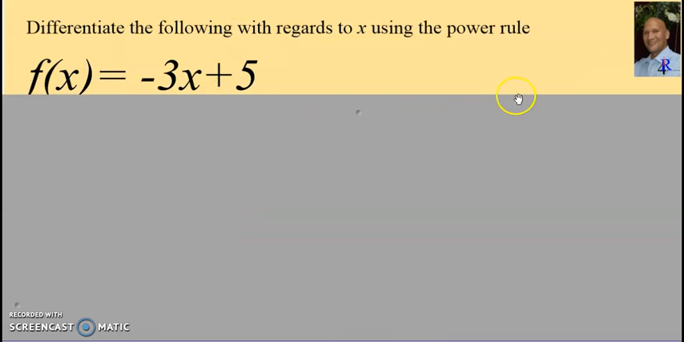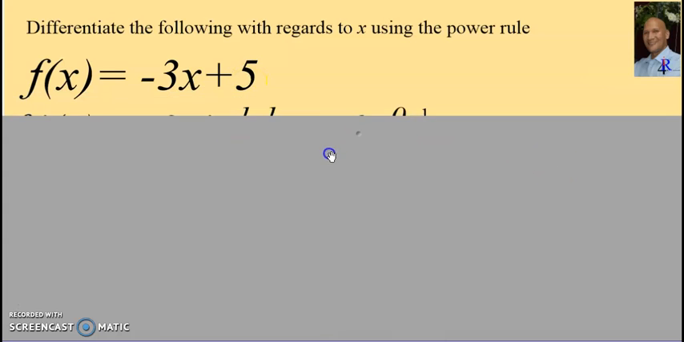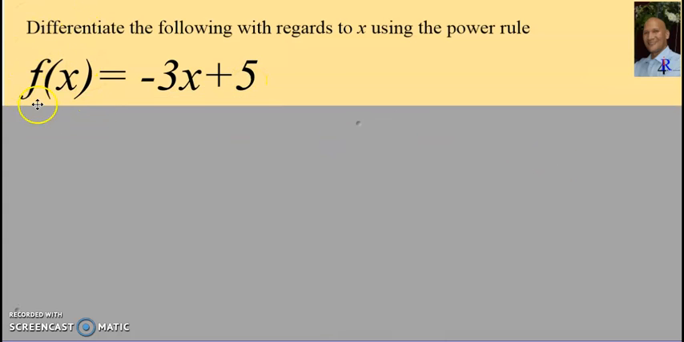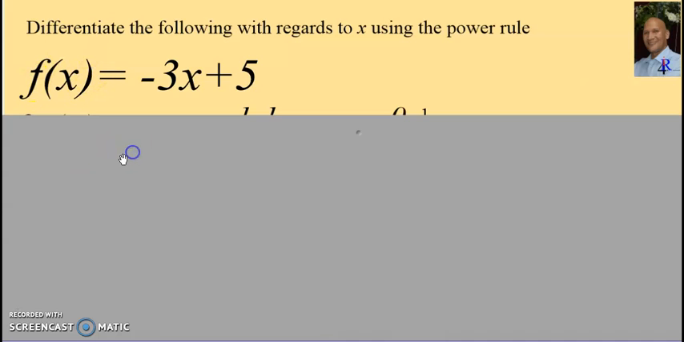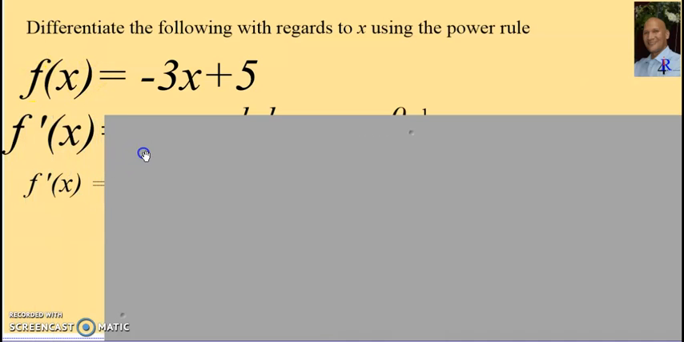Our first question that we need to look at: differentiate the following with regards to x using the power rule. So, I'm given the function of x. Remember, I must keep my notation the same. I cannot change my notation. I've got negative 3x and I have plus 5. When I look at this now, my notation is f of x, so I will use f prime of x.